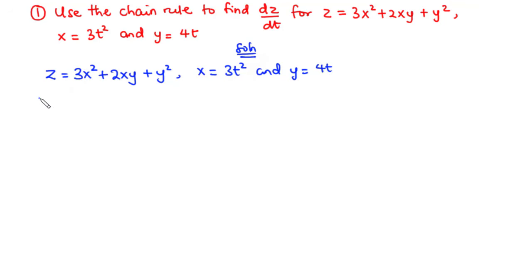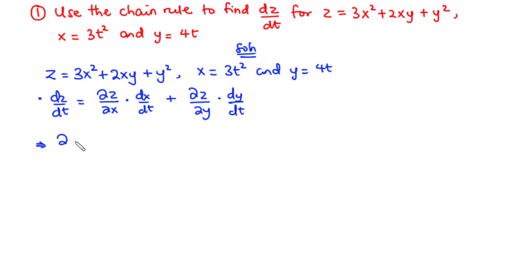Now to find dz dt, we know that that is equal to the partial derivative of z with respect to x times dx dt plus the partial derivative of z with respect to y times dy dt. So we need to find the partial with respect to x, the partial with respect to y, dx dt, and then dy dt.